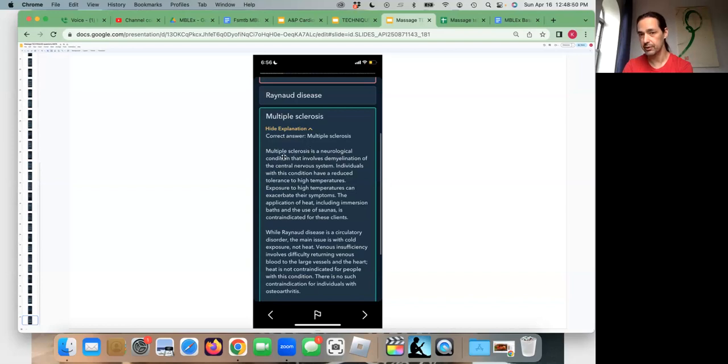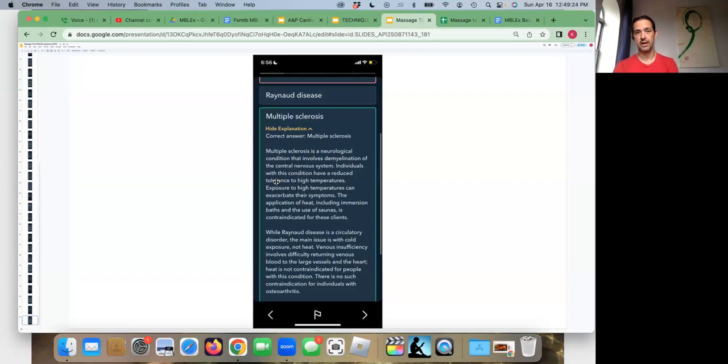Multiple sclerosis is a neurological condition that involves demyelination of the central nervous system. So the central nervous system is becoming slower and starting to break down. Individuals with this condition have a reduced tolerance to high temperatures. That is specific to multiple sclerosis. That's almost like a pathology section question. So you're seeing some overlap between pathology and the benefits, but it's a piece of information which is relatively easy for you to take in and hopefully remember.